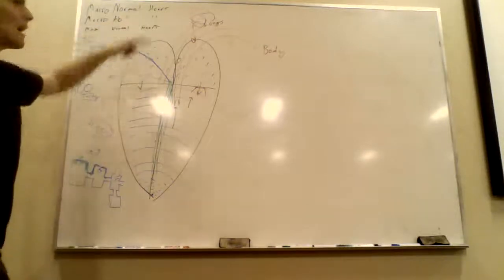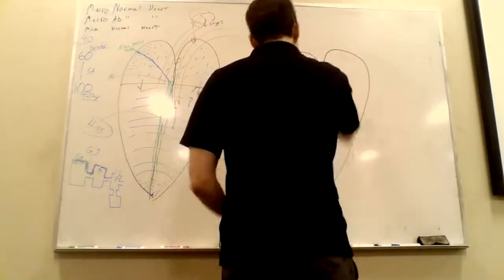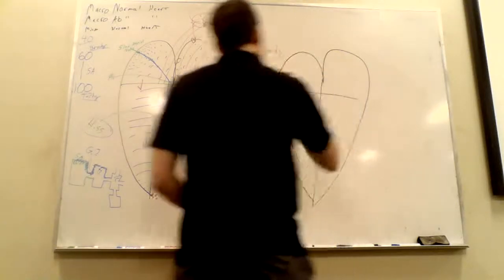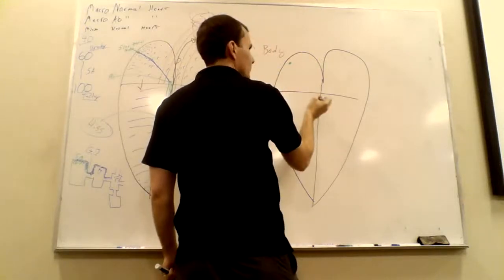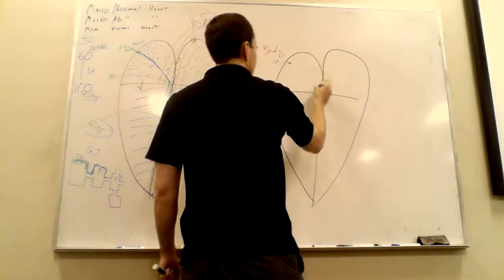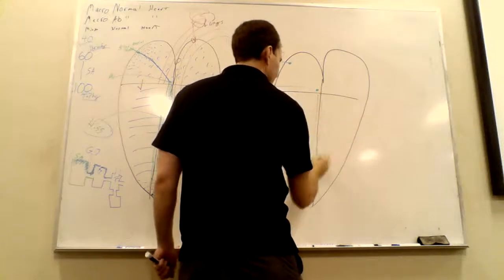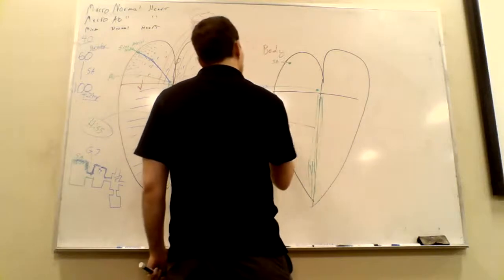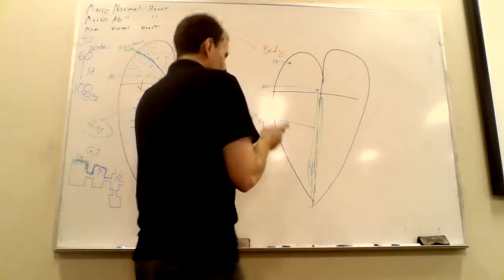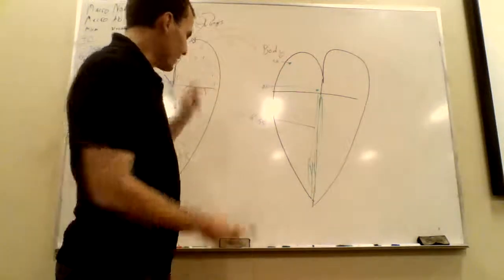Next topic, what happens when it goes wrong? All right, what's this node called? SA node. What's this node called? AV. What are these thingies called? Purkinje or His. Good. All right.